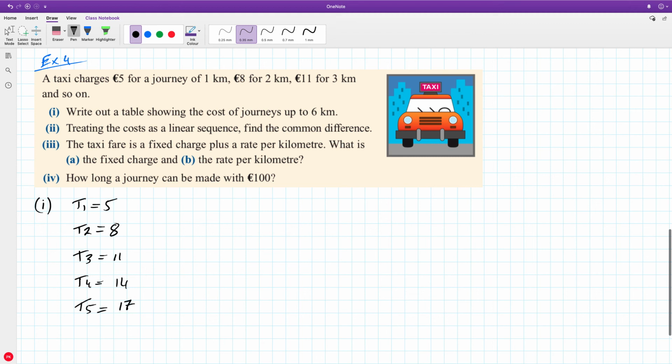Right. Treating the cost as a linear sequence, find the common difference. What do you reckon the common difference is there? €3, exactly. Good lad, it's gone up in threes. Emer, were you able to get me what Tn was?